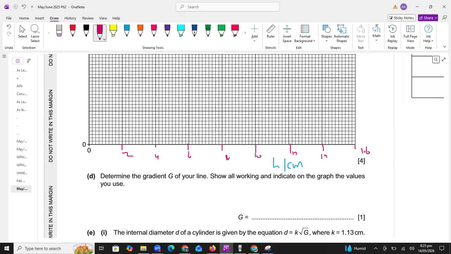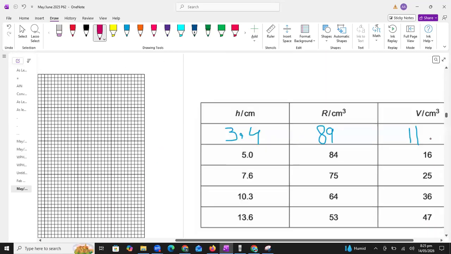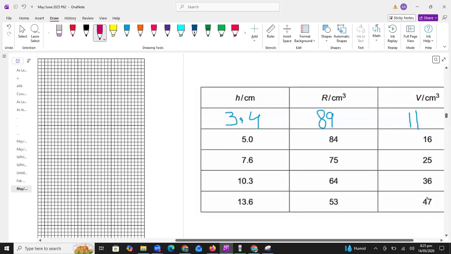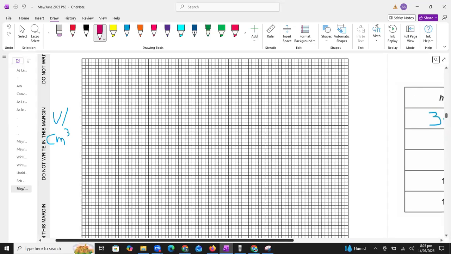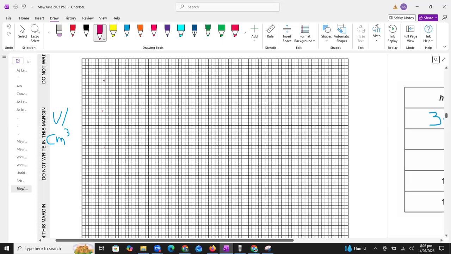All right. On y-axis, beta, what should I do? On y-axis, the readings are given. You can see on y-axis we are taking the volume and the last reading is 47 centimeter cube. It means till 50 centimeter cube. So now students, how many boxes are there? 1, 2, 3, 4, 5, 6. 6 boxes are there. So we can take 10 small boxes, that must be equal to 10 centimeter cube.